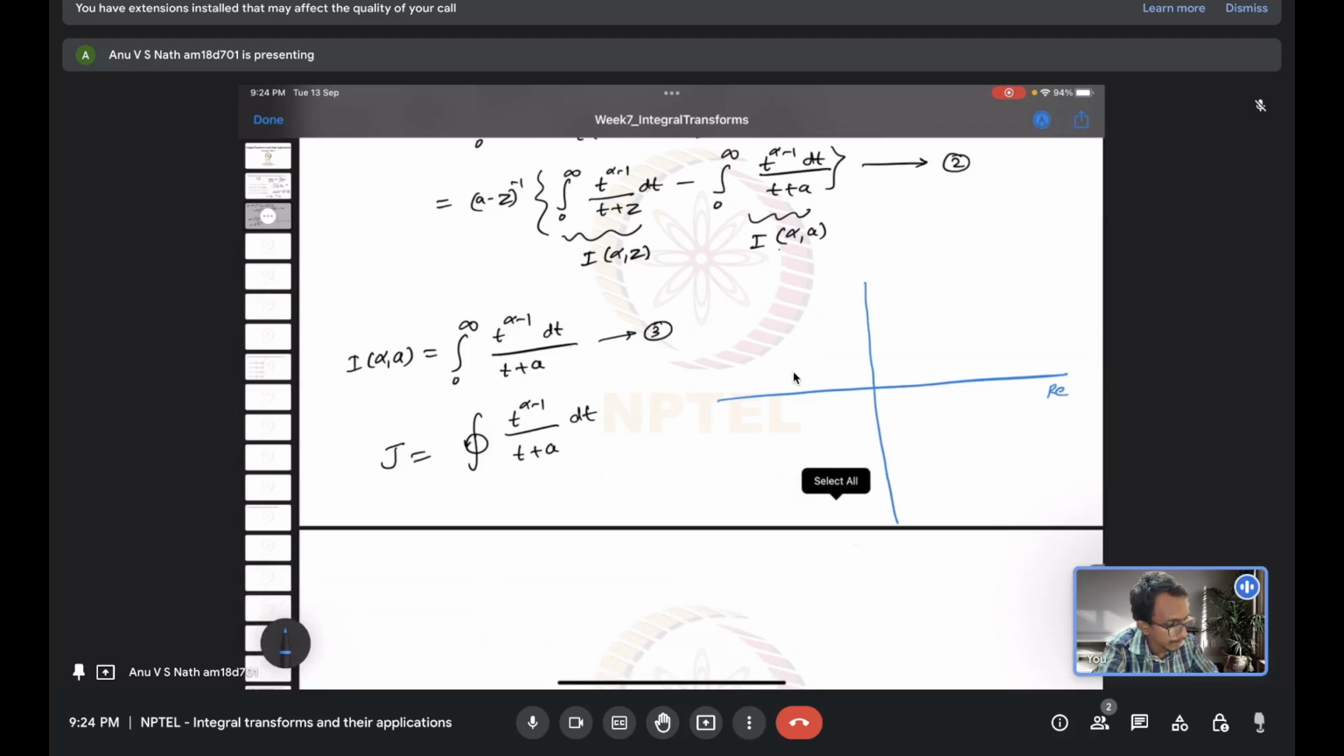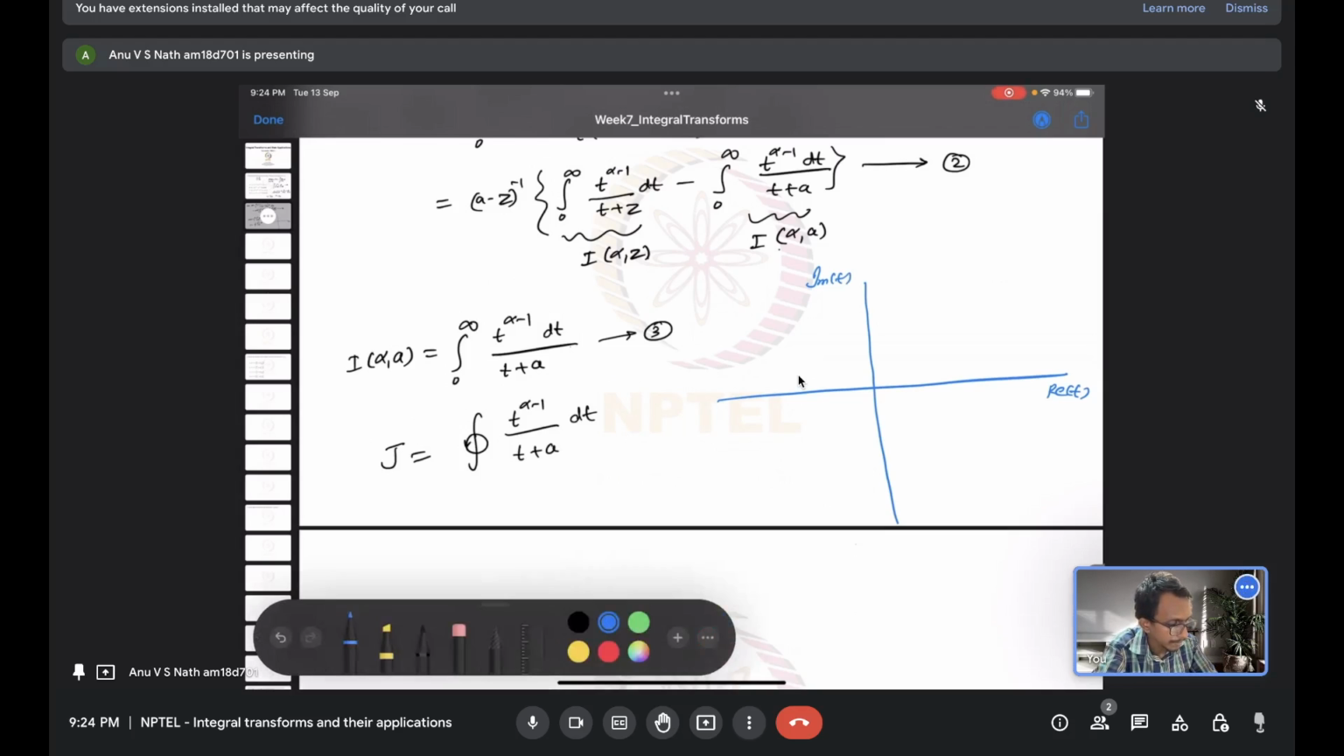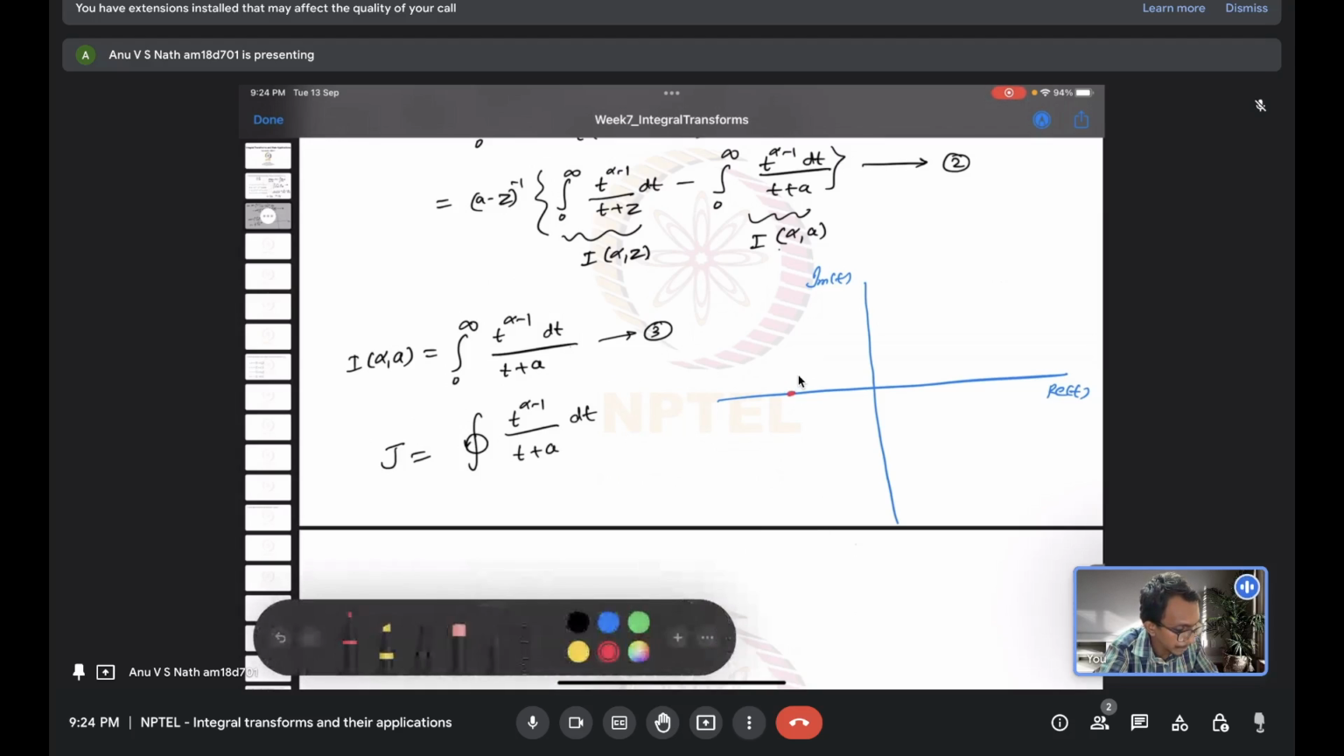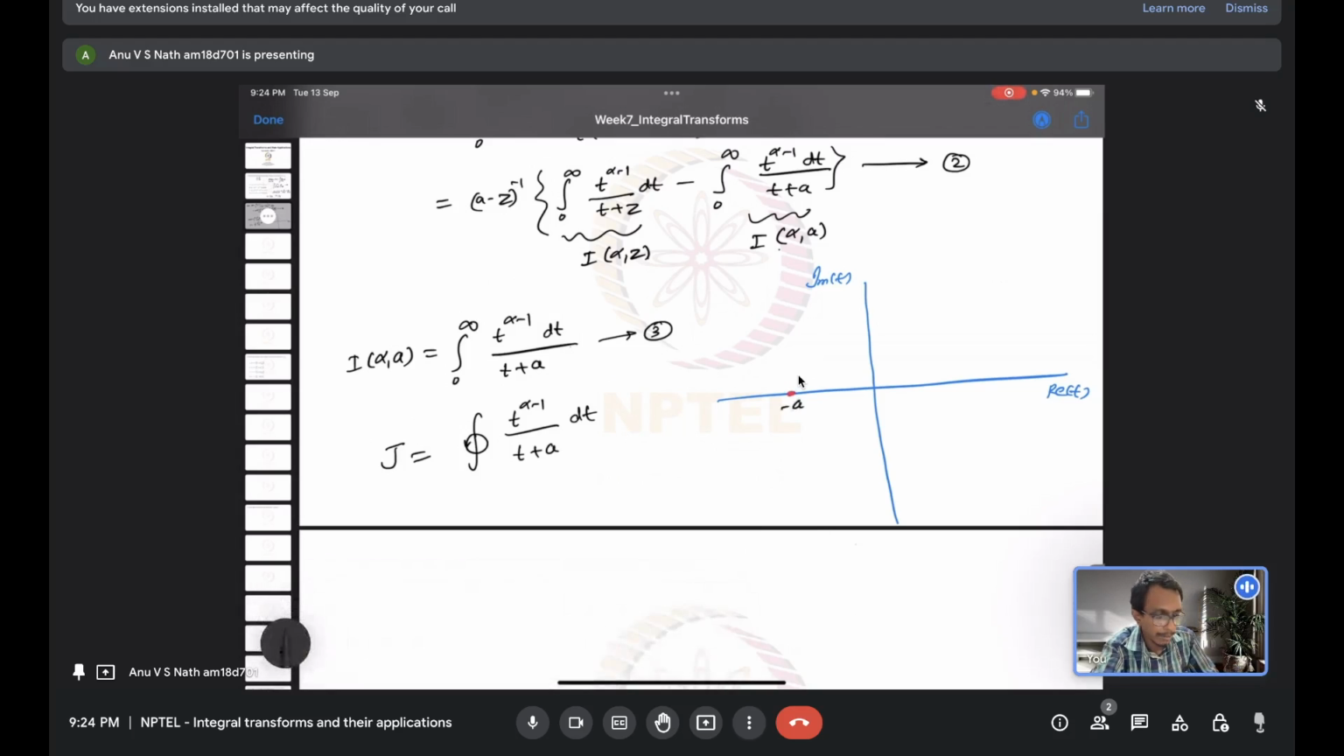Here we have the real part of t on the x-axis and the imaginary part of t on the y-axis, and the origin is there. For this function, t raised to alpha minus 1 by t plus a, let's say a is a real number, let's say it's positive. In that case, minus a, which is a negative number, is one of the singularities of the function. So this is the location of minus a, which is a singularity.